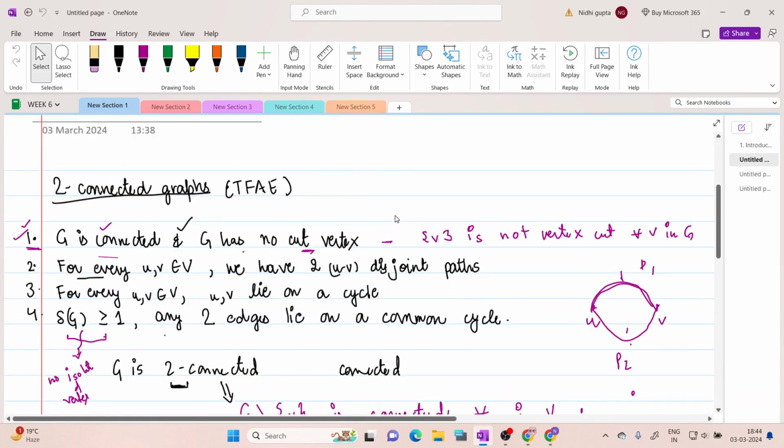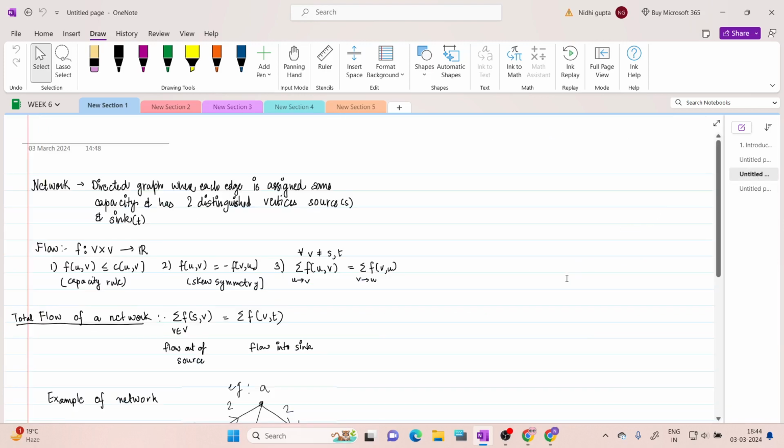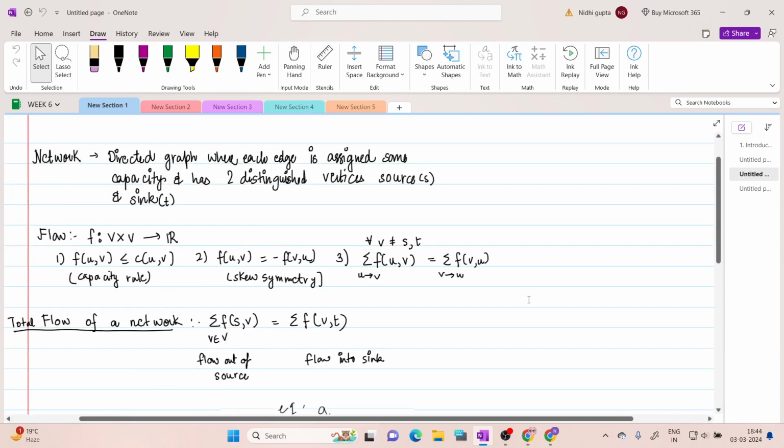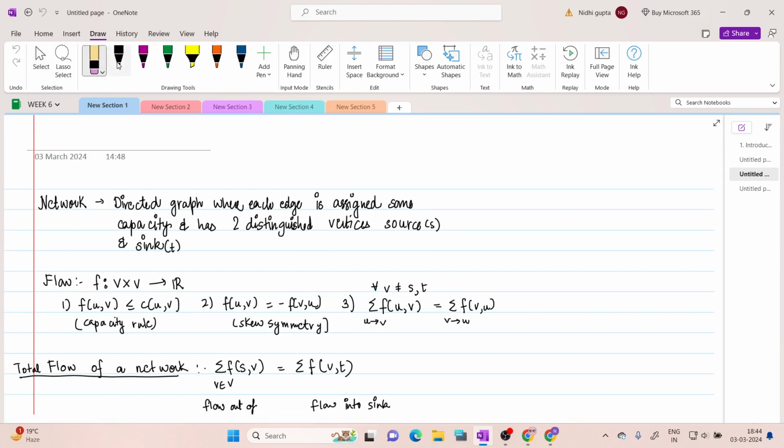So the last thing is on networks. This was all about connectivity. Now we'll look at the networks. So first of all, what is a network? Now we are looking at directed graphs. By directed graphs we mean that it is a graph in which every edge has a direction. So instead of just simple edges, we'll have a direction. That is what a directed graph is.